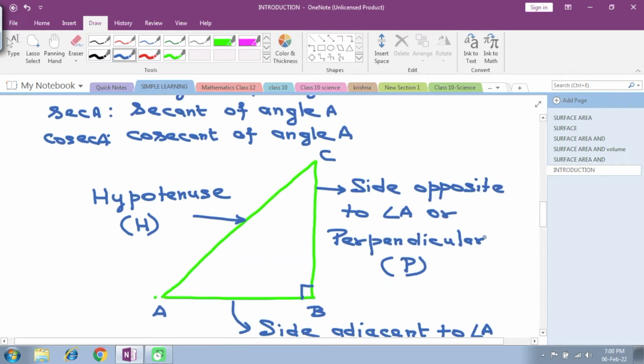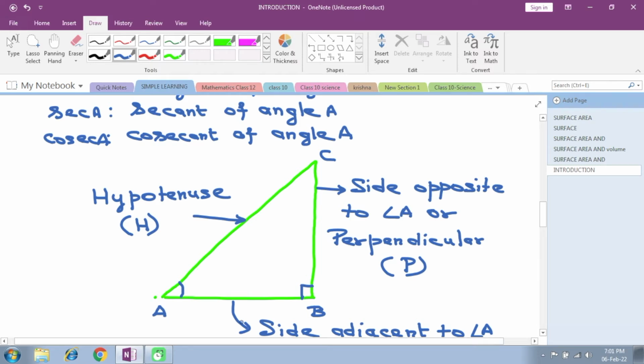How to find it? First of all, let me draw a triangle. I have drawn a triangle ABC, which is a right triangle. Here in this session we are going to concentrate only on right triangles, and we are going to find trigonometric ratios only of acute angles. Now here is a right triangle ABC, right angled at B.